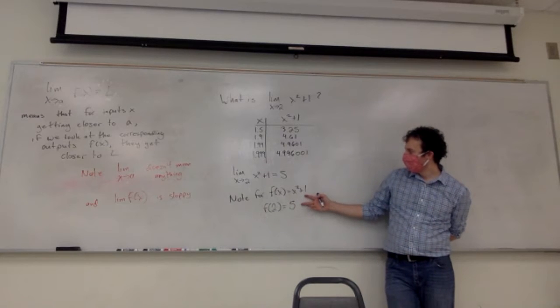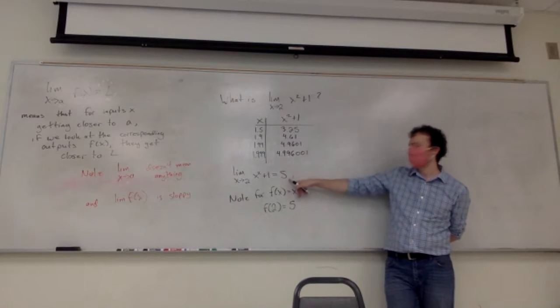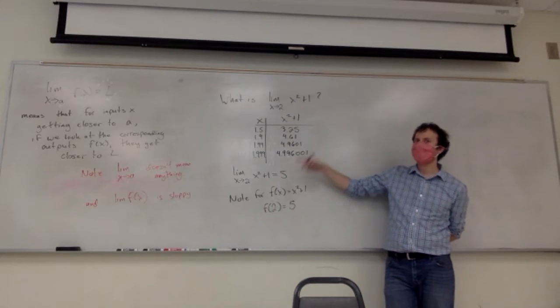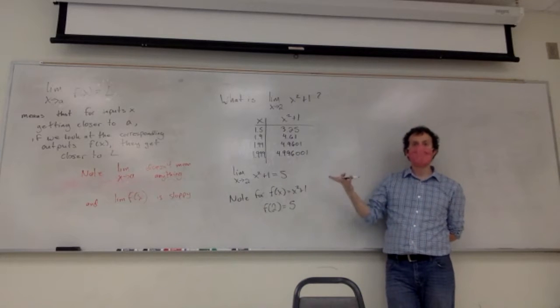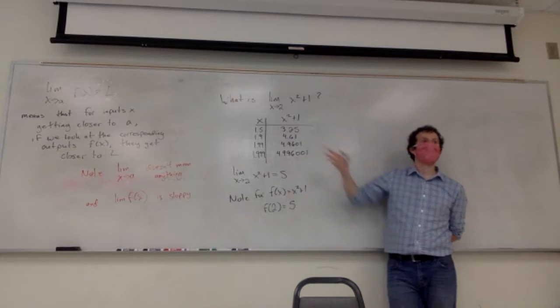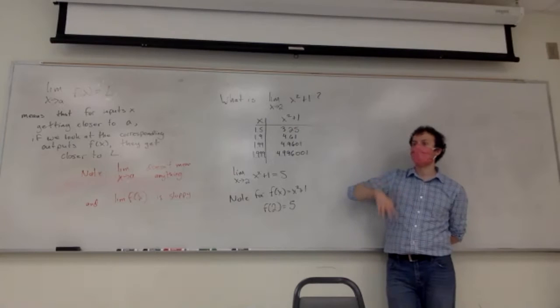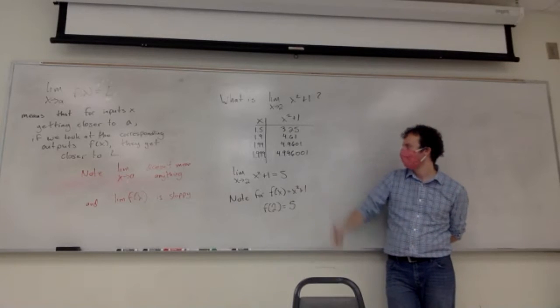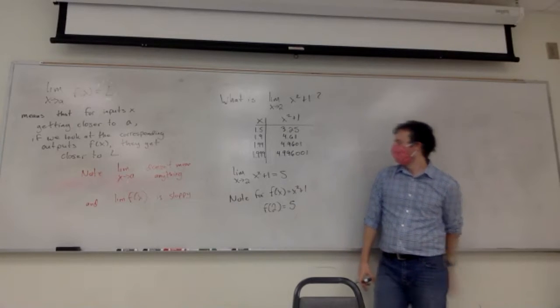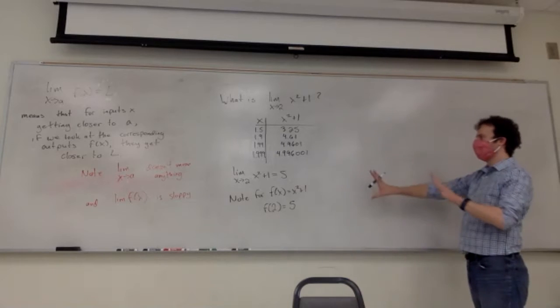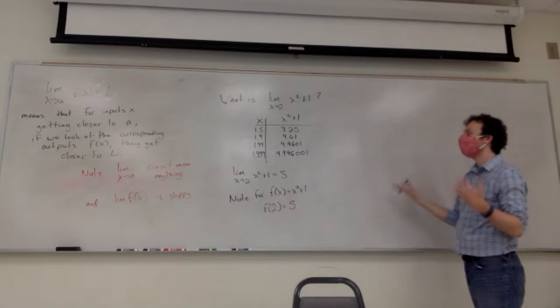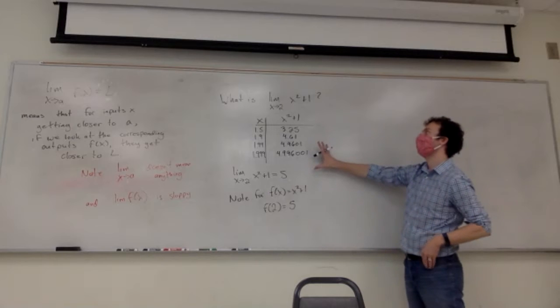So if you look at this, you might say, well, this answer 5 makes sense, since at 2, my function is actually 5. If I'm close to 2, my function should be close to 5. And that is what's happening. And we especially can see this if we look at the graph of this function.